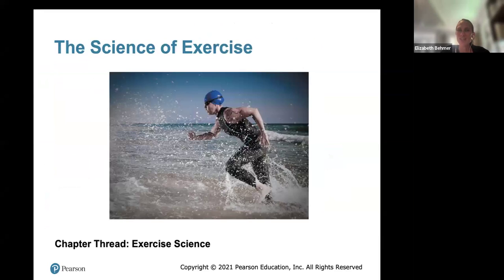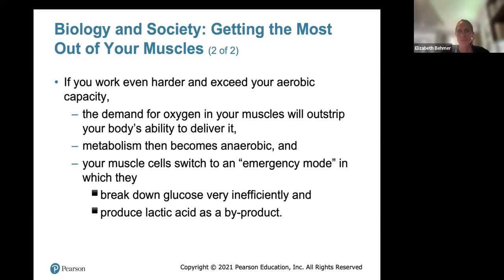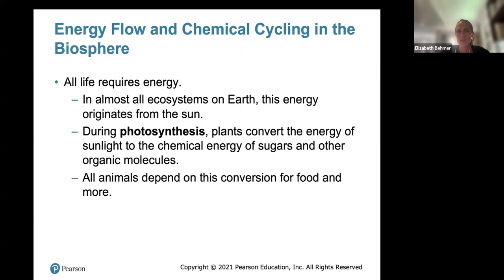So in general, our cells need oxygen and glucose that you get from food to form ATP, which is the energy currency needed to power all of the processes of our cells. And we're going to talk about that energy flow and chemical cycling. All life requires energy. So if we talk about life in general and not just humans, in all ecosystems on Earth, this energy originates from the sun.